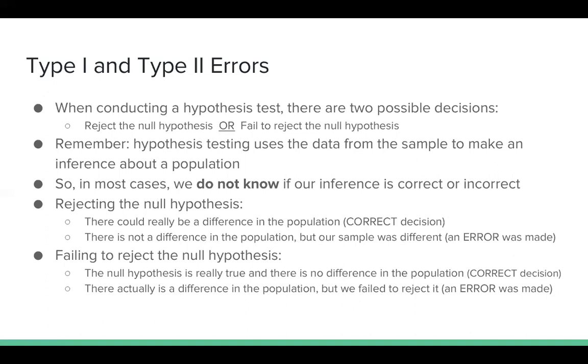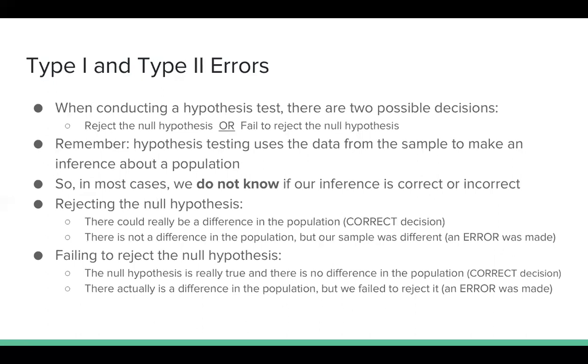So first, when you reject the null hypothesis, there really could be a difference in the population. That's our final decision: we say that there is a difference in the population because of our data. So that is the correct decision. Or there could be no difference in the population, but our sample was different. So we say that our data was significant, but in real life, it's actually not significant. That means an error was made.